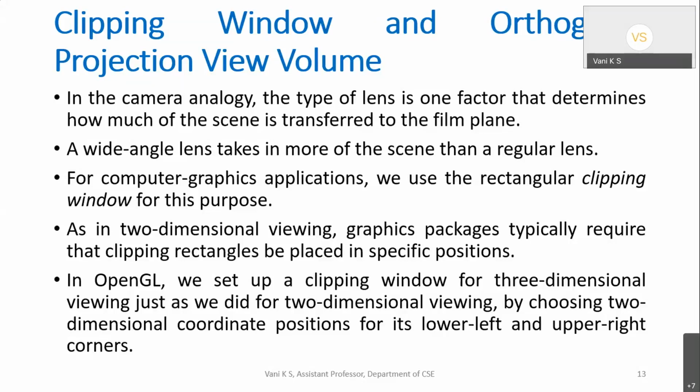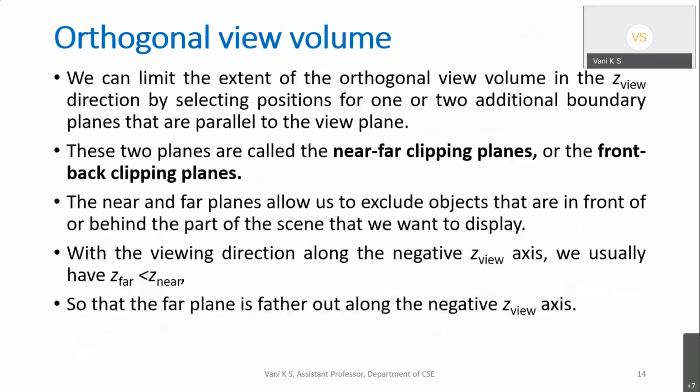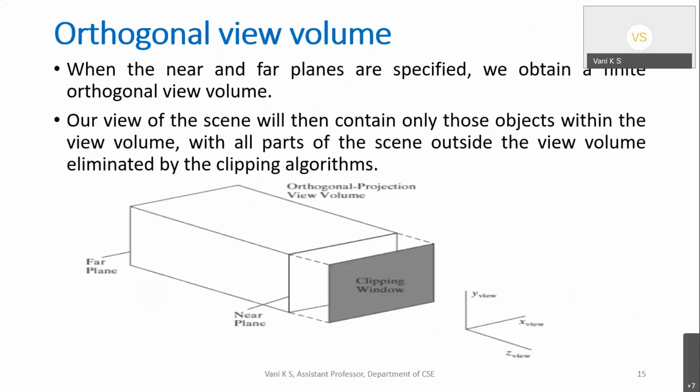There it was the clip window. Here we call it the clip view volume, or just the view volume. That's all it is. Whatever fits within the view volume, I'll retain it. Other objects, I'll truncate. Now, how will the view volume be in parallel projection? It will be in the shape of a parallelepiped. I hope you understood that.